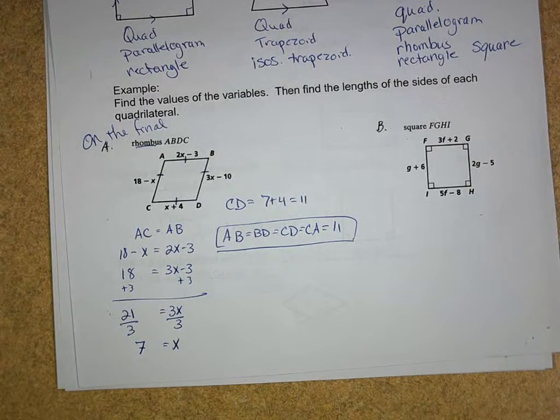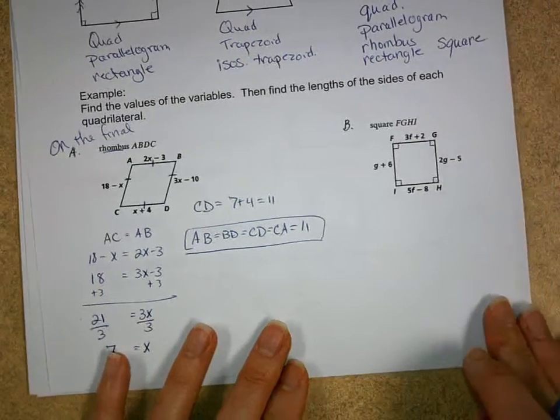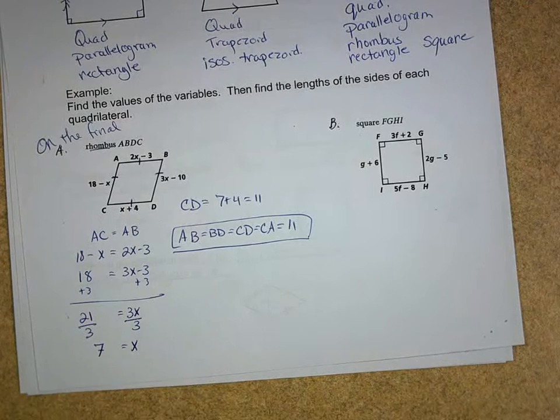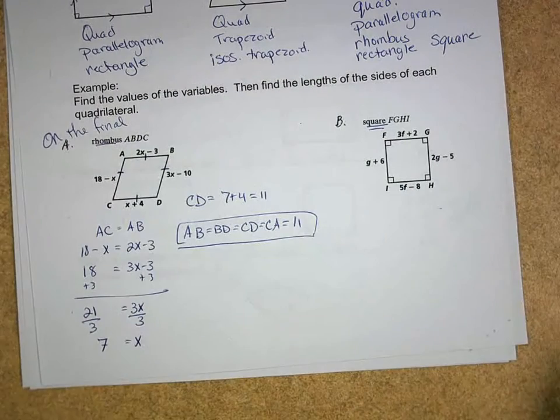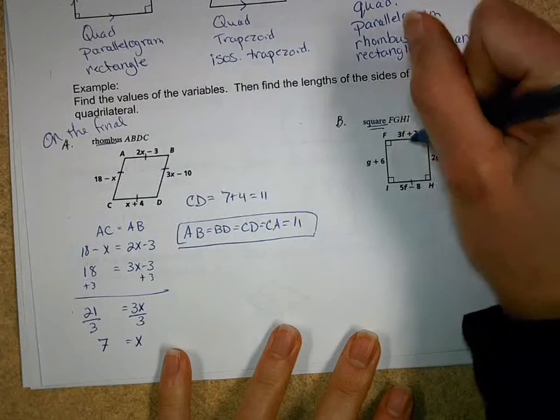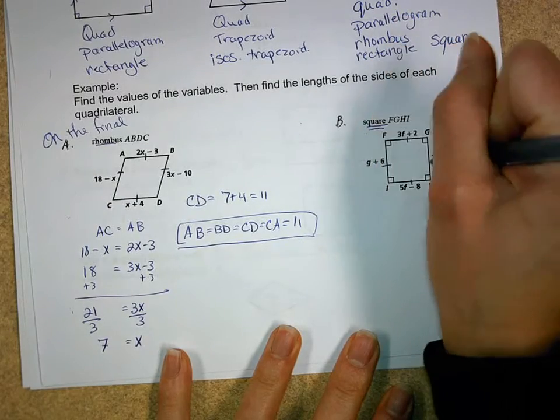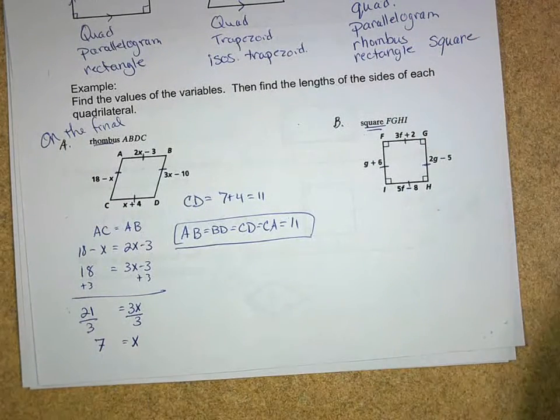Really easy. All right, now let's look at the next one. We have to find, again, the values of the variables, and I want to know the length of the sides, but they tell me it's a square. So once again, what do we know about all the sides of a square? They're all the same.